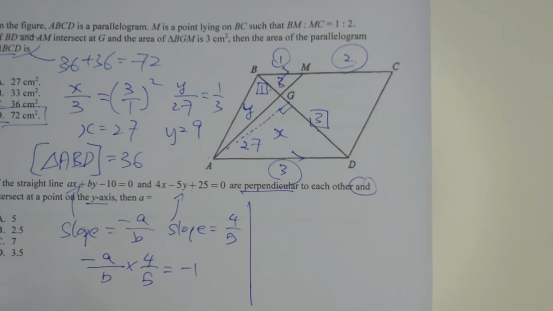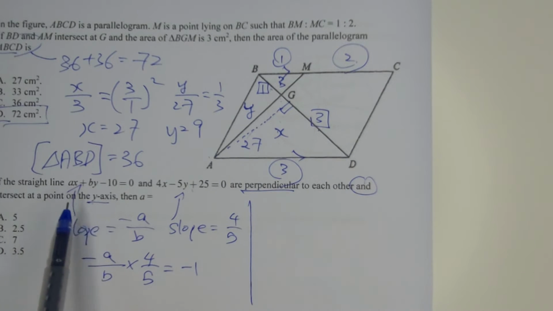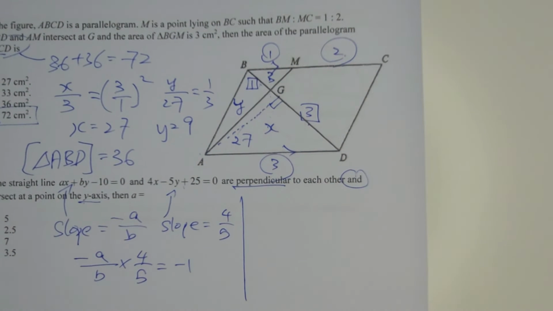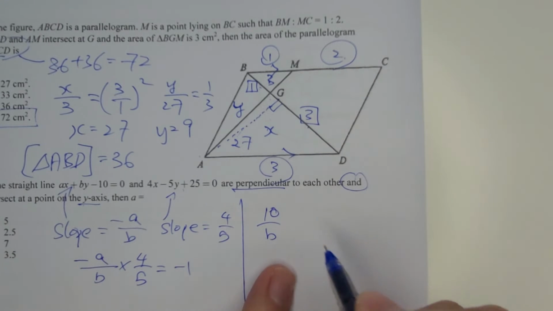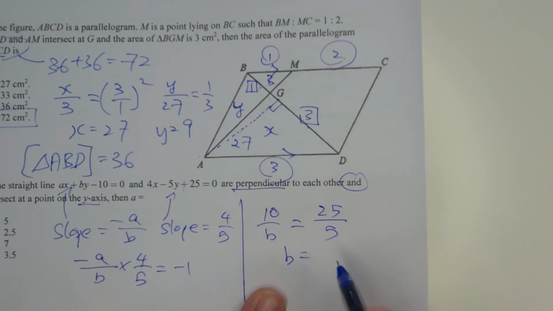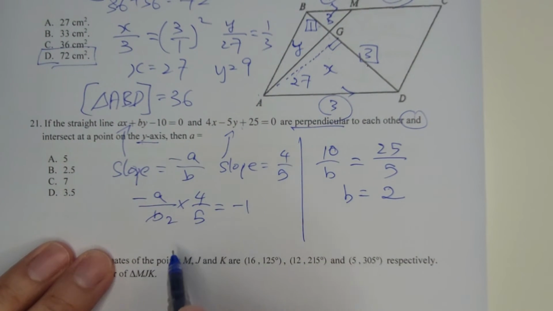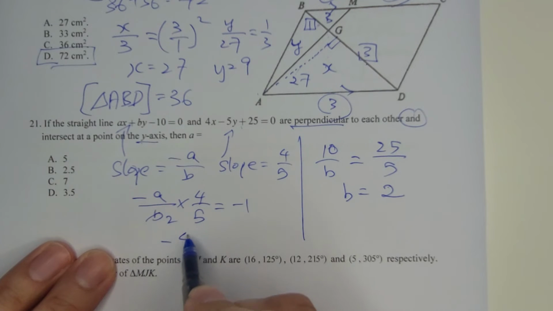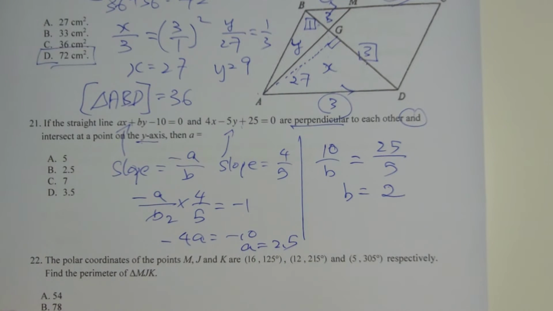On the other hand, since they intersect at a point on the y-axis, that means their y-intercepts are the same. So find their y-intercepts: that would be 10 over B, and the other one would be 25 over 5. So you get B equals 2. You substitute back here, then you can find A: negative 4A equals negative 10, so A is 2.5. So for 21, the answer is B for boy.